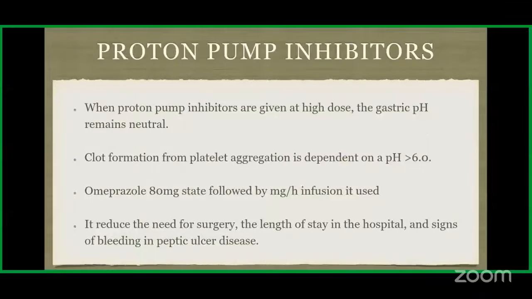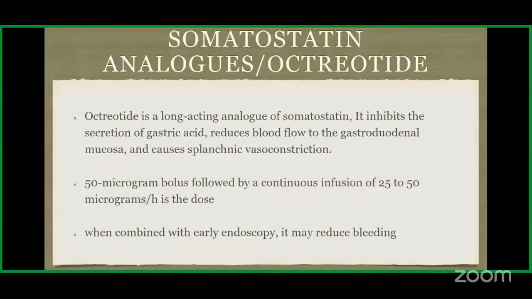Next, somatostatin analogs like octreotide. Octreotide is basically a long-acting analog of somatostatin. What it does is it causes splanchnic vasoconstriction, decreasing the blood flow to the GI tract, thus helping in stopping the bleeding for some time till definitive measures are taken up. Okay, so the usual dose for octreotide goes like 50 micrograms bolus, followed by 25 to 50 micrograms per hour.